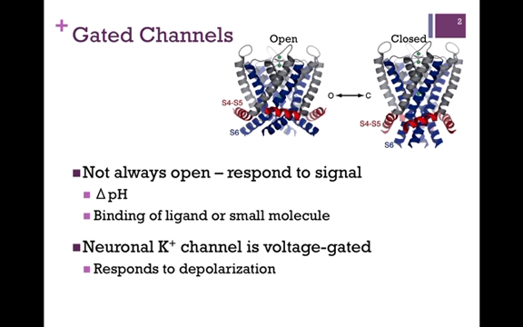They have two conformations, open and closed, as illustrated at the top of our slide. They change conformation in response to some signal. It might be a change in pH or the binding of a ligand or small molecule. Our illustration here is the potassium channel from neuronal cells. It's voltage gated and it responds to depolarization.